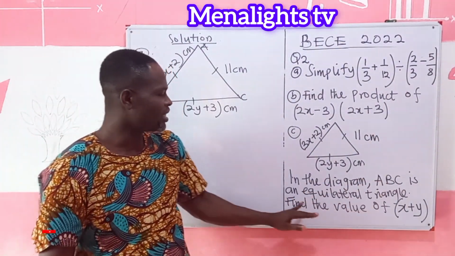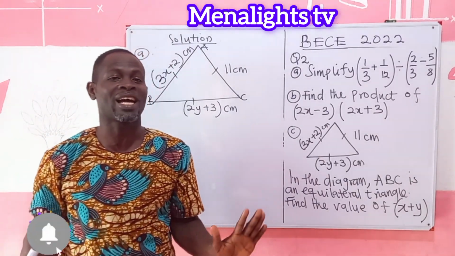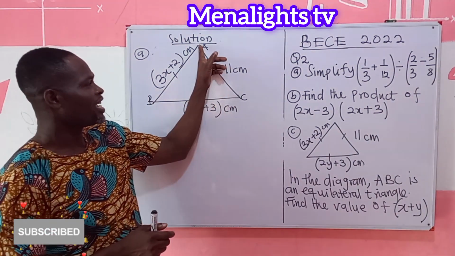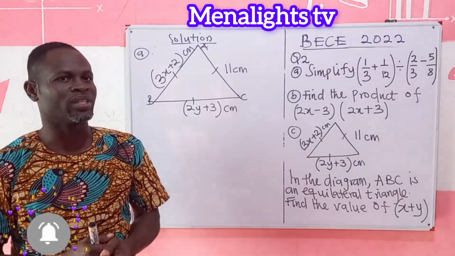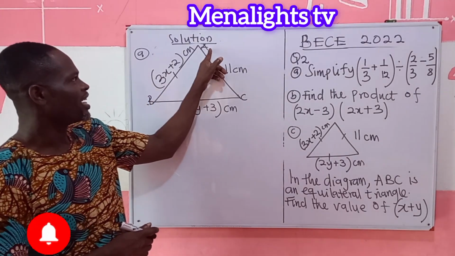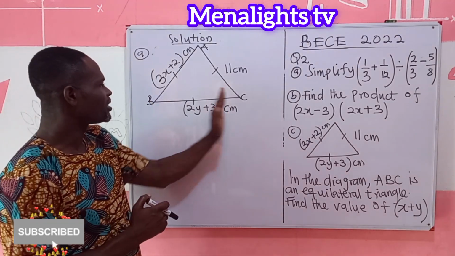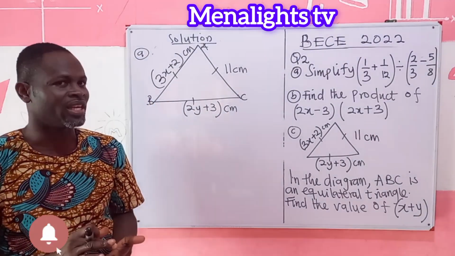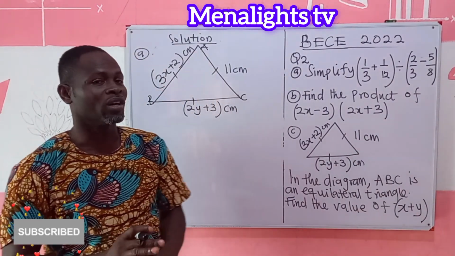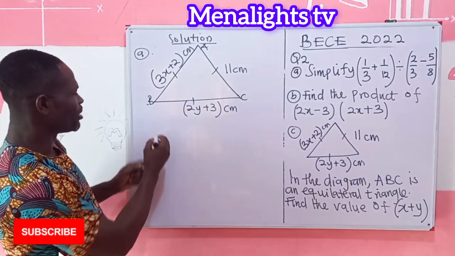In the diagram, ABC is an equilateral triangle. Now, when you say a triangle is equilateral, it means all the sides are equal. So, when you look at this, the line AB is 11 centimeters, which means that the BA or AB is also 11 centimeters. The same way, BC is also what? 11 centimeters. So, if the triangle is equilateral, the angles within are also the same. And then the lines are also the same.